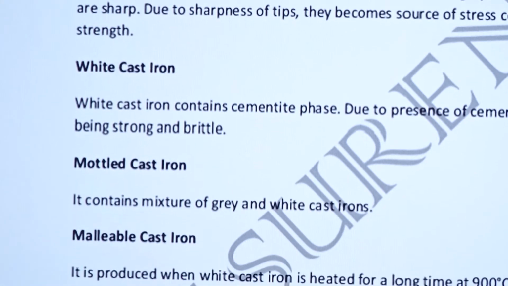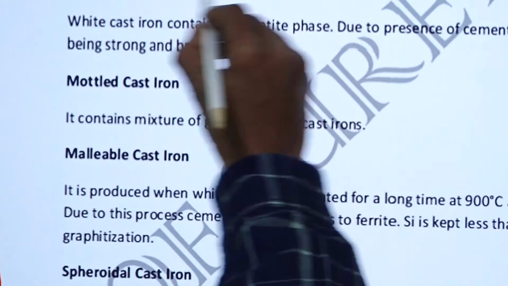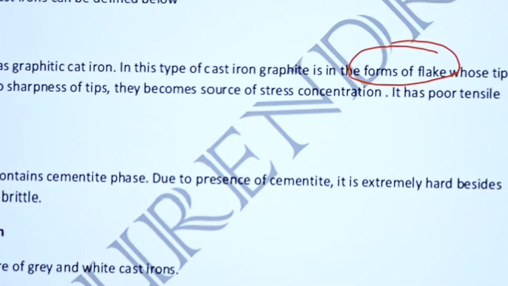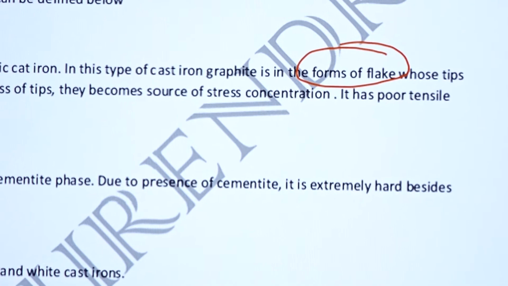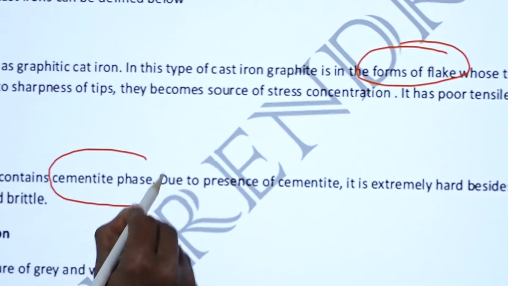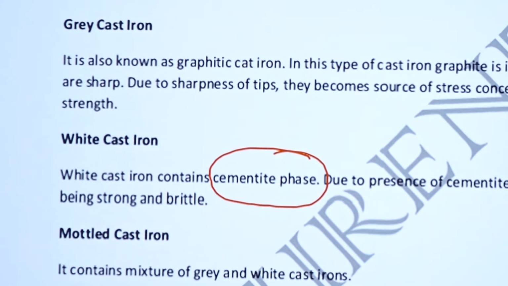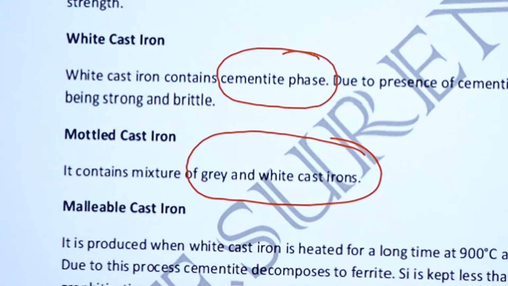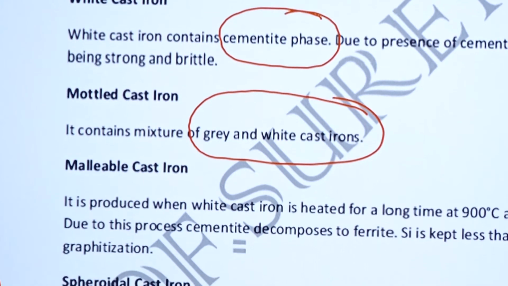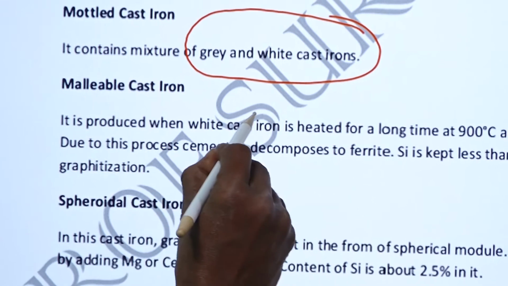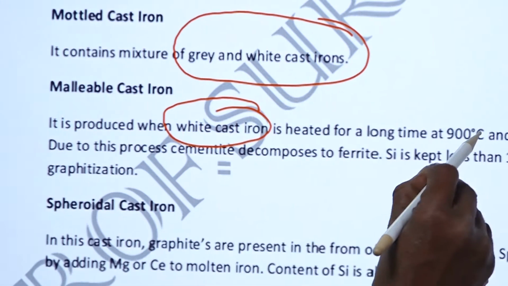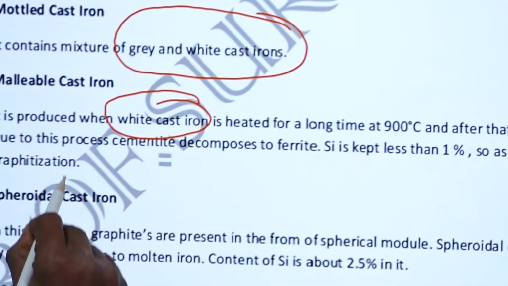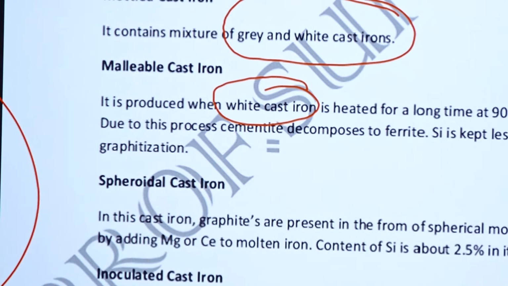In grey cast iron, it has poor tensile strength. The graphite is in the form of flakes. The specific feature is graphite in the form of flakes. In white cast iron, carbon is in the form of cementite phase. In mottled cast iron, it is a mixture of grey and white. Mottled means a mixture of grey and white cast iron. Malleable cast iron is produced from white cast iron, heated for a long time and slow cooled. It decomposes the cementite, and because of this, malleable cast iron can be produced.